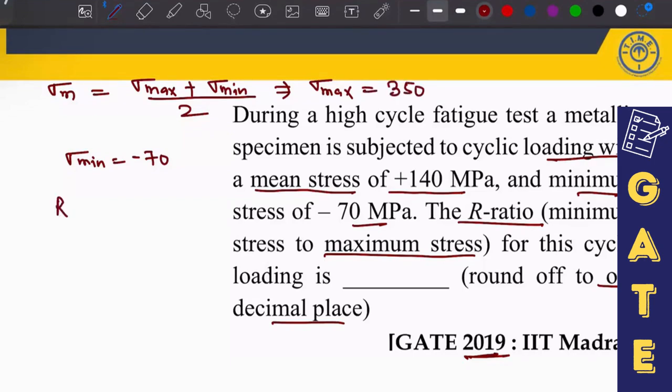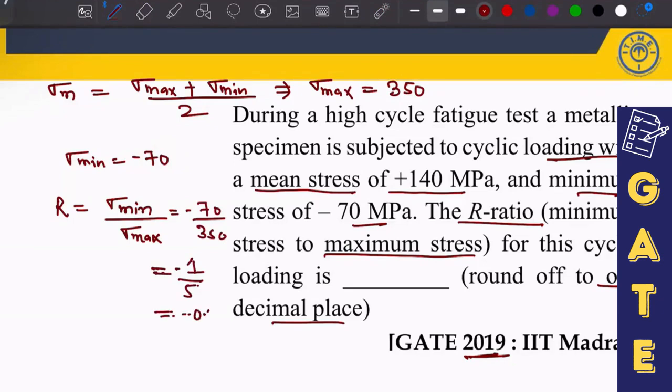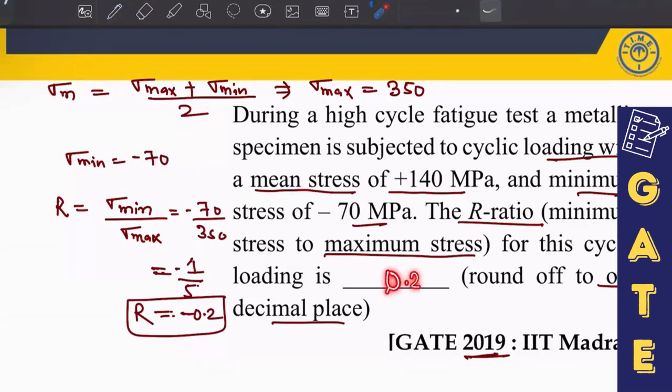Now, the stress ratio is sigma min divided by sigma max. Again, please consider the sign also. So, it is minus 70 divided by 350, which is nothing but minus 1 by 5. So the correct answer will be minus 0.2. Many students have made the same mistake: they solved the question and then marked the answer as 0.2. But you have to consider the sign also. So the correct answer is minus 0.2. Very simple and straightforward.